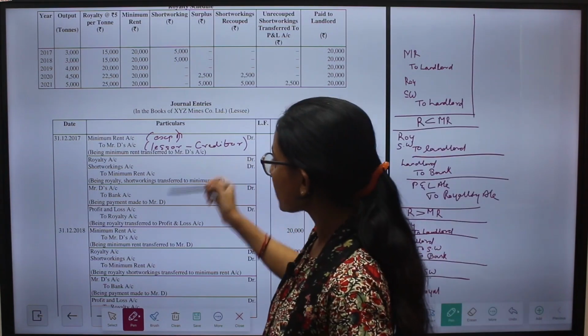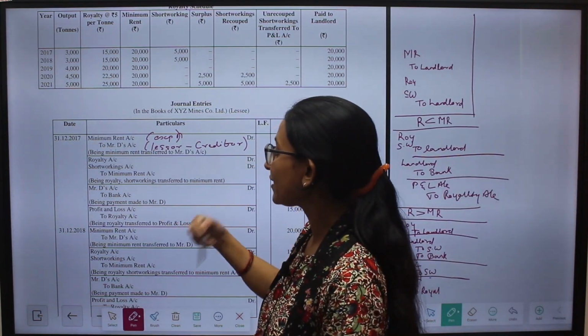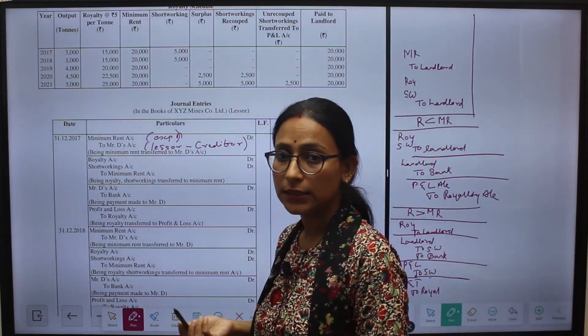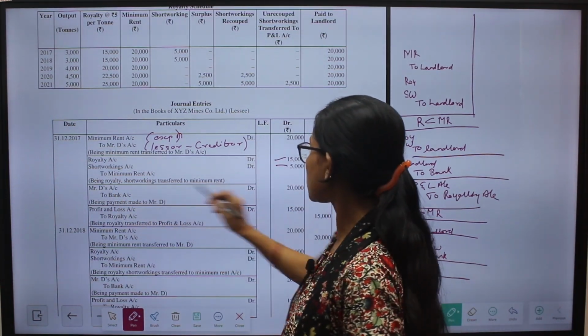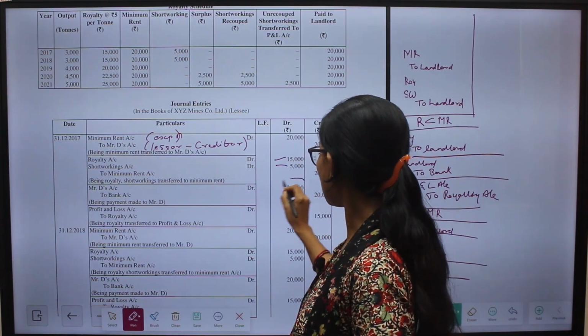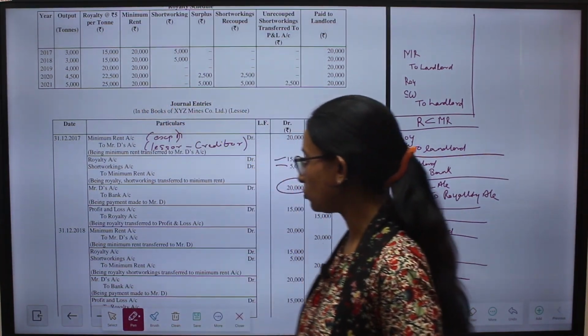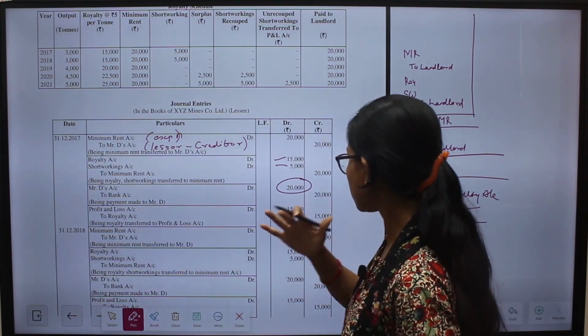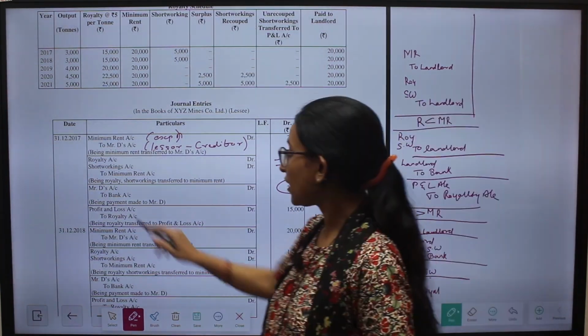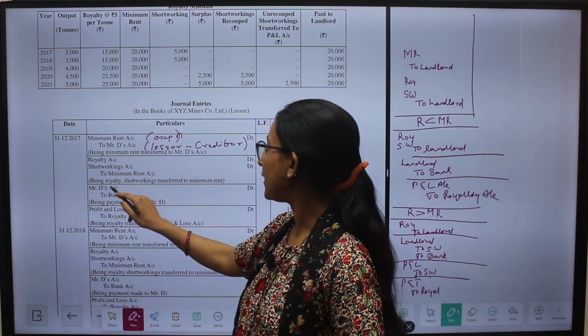Next, what we'll do, we'll make the payment to Mr. D. For making the payment to Mr. D, we will debit Mr. D with rupees 20,000, that is with the minimum rent account, and credit the bank account, because money is going out, the bank balance is reducing, with rupees 20,000. We have made the payment to Mr. D, that is the lessor.